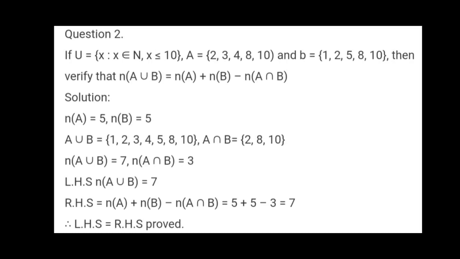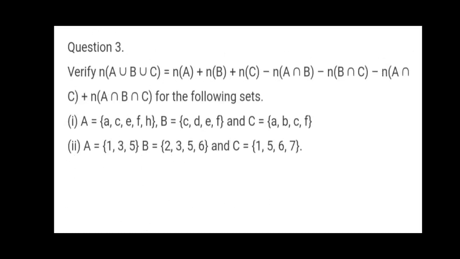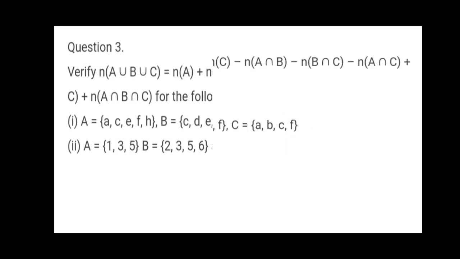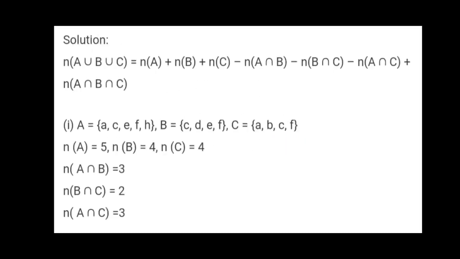Question number 3. Let us verify the formula for the three sets A, B, C given. First problem, set A equal to {A, C, E, F, H}. Set B equal to {C, D, E, F}. Set C equal to {A, B, C, F}. In the formula we have n(A intersection B), n(B intersection C), n(A intersection C) and n(A intersection B intersection C). We should find all the values.